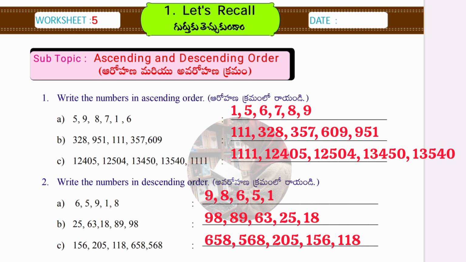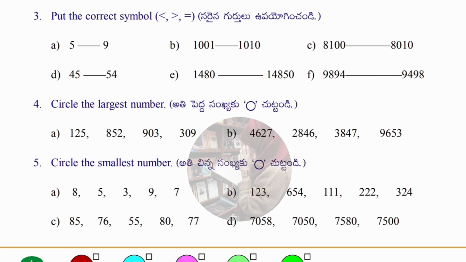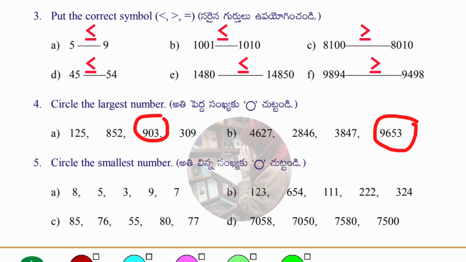Okay, let's see the third Roman, which is put the correct symbol. Here two numbers are given, and in the middle we have given a blank. If the number is greater than, then you have to put the greater than symbol. If it is less than, then you have to put the less than symbol. If it is equal, then you have to put the equal symbol. Let's see. The first one is 5 less than 9. Second one, 1001 is less than 1010. Third one, 8100 is greater than 8010. Then 45 less than 54.